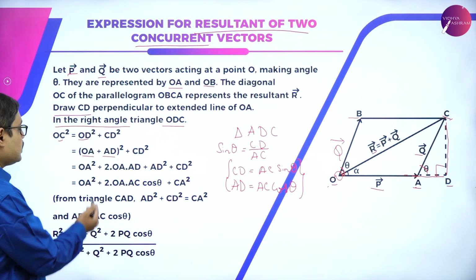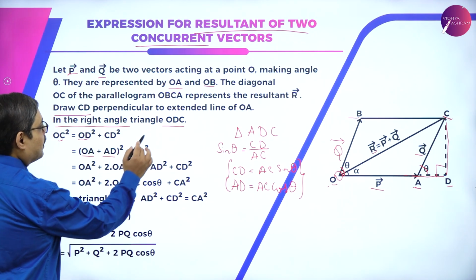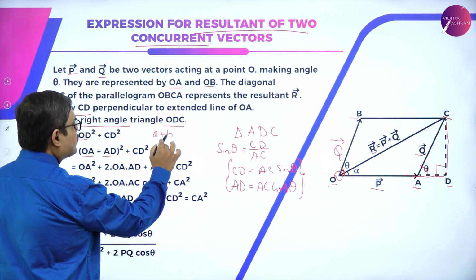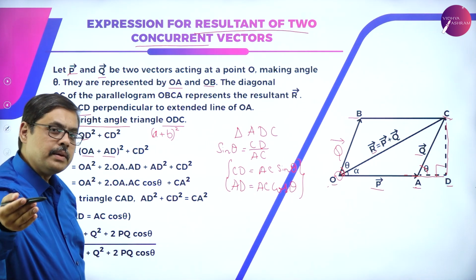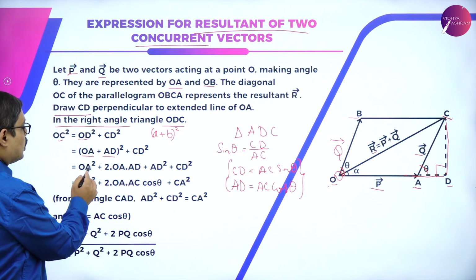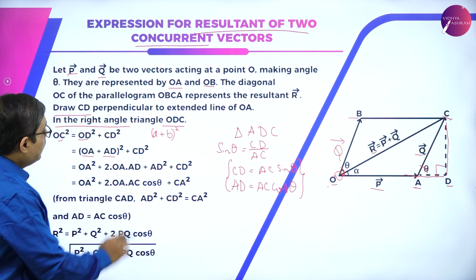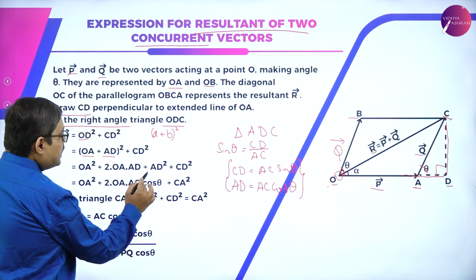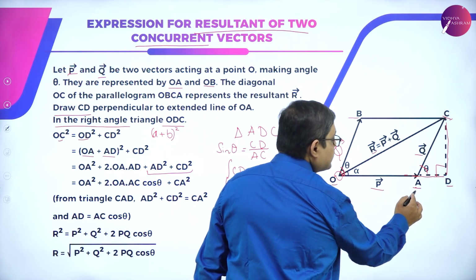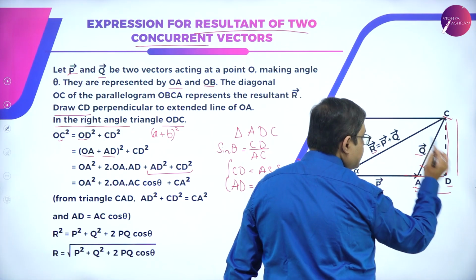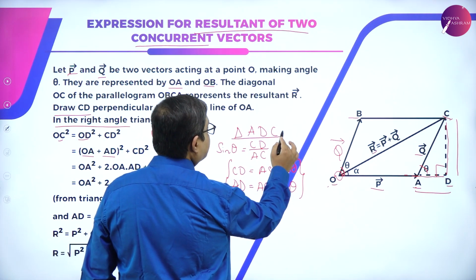Coming back to our equation, we have OA plus AD whole square. Let me expand this. Please remember, this is a plus b whole square. What is a plus b whole square? It is a square plus 2ab plus b square. So this is OA square, 2 into OA into AD, plus AD square, plus CD square. Please observe this. This is AD square plus CD square. This is AD. This is CD. From the triangle, once again, from the triangle ADC.